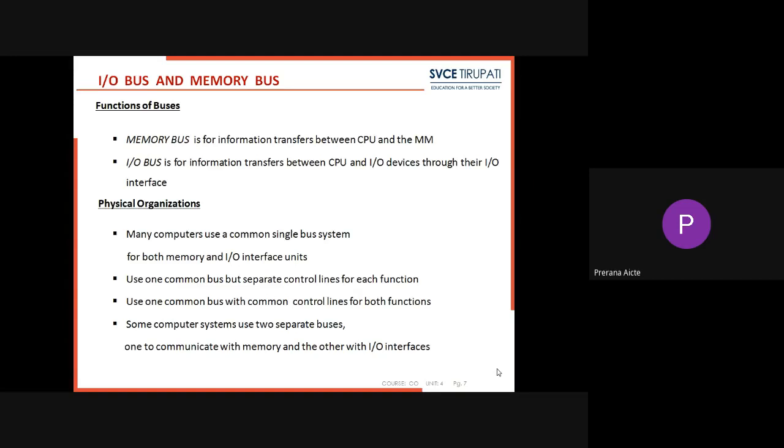Many computers use a common single bus system. The single bus system is used for connecting multiple devices, for both memory and I/O interface units. One approach is to use one common bus but separate control lines for each function. Another is to use one common bus with common control lines for both functions. Some computer systems use two separate buses: one bus communicates with memory and another bus communicates with the I/O interfaces.